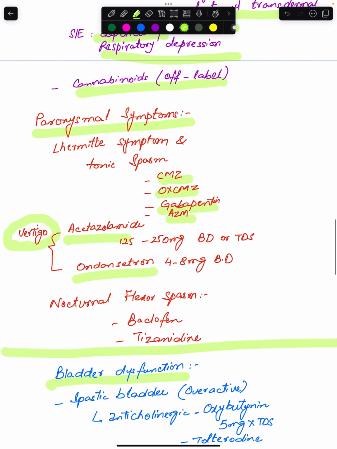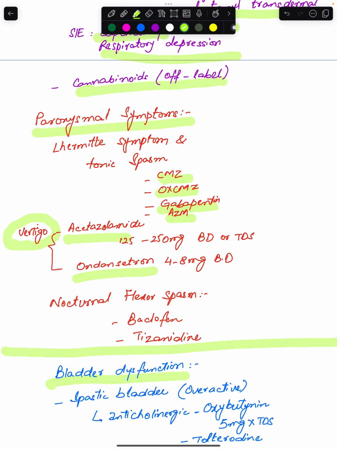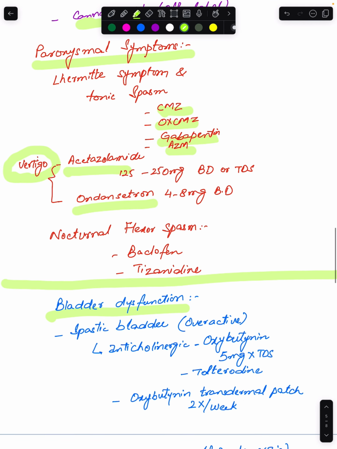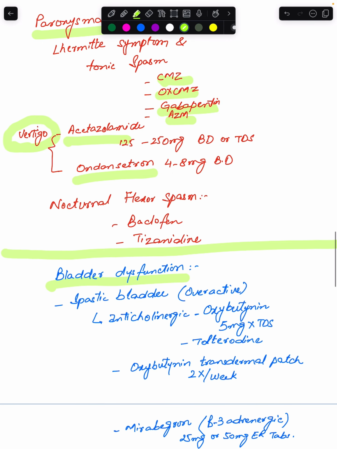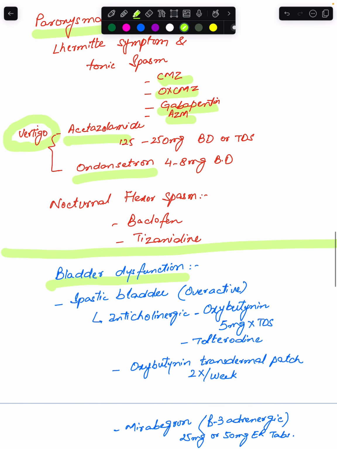So, talking about paroxysmal symptoms such as Lhermitte's symptom or tonic spasm, we have the options of carbamazepine, oxcarbamazepine, gabapentin, and acetazolamide. For vertigo, we have option of acetazolamide in the dose of 125 to 250 milligram BD or TDS, or ondansetron, that is an antiemetic, 4 to 8 milligram BD. For nocturnal flexor spasm, we can give baclofen or tizanidine.